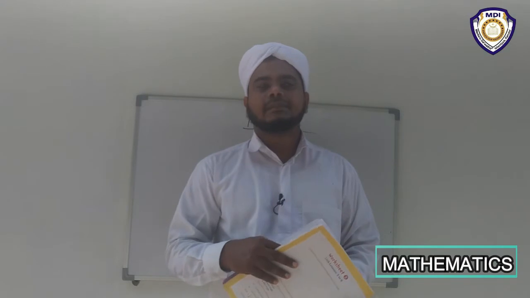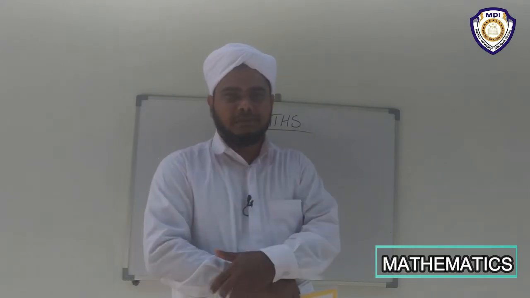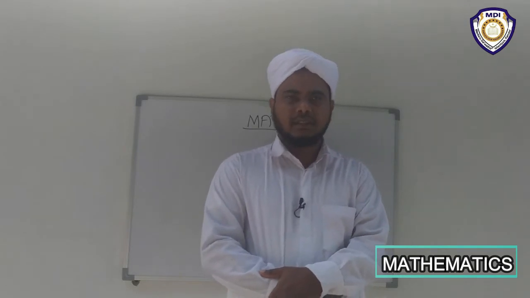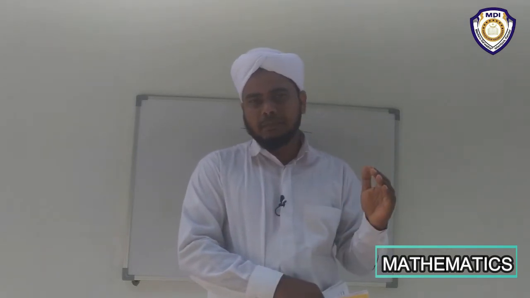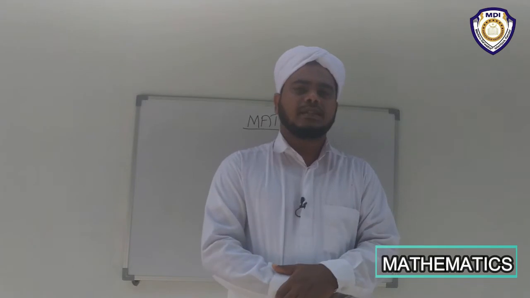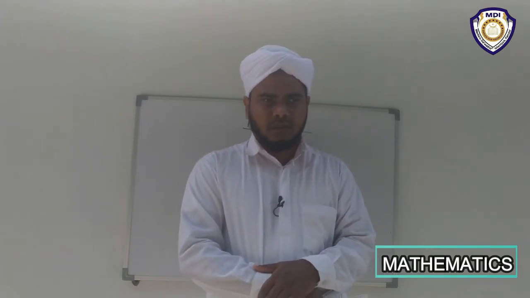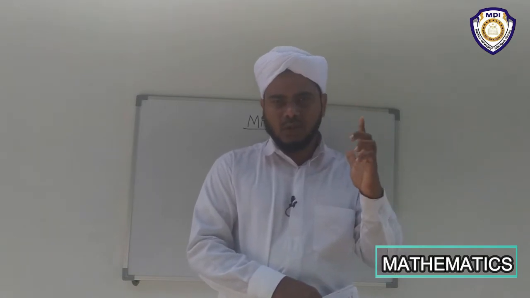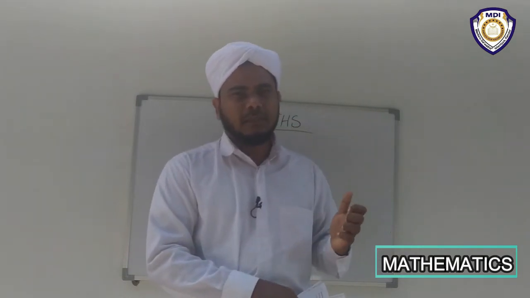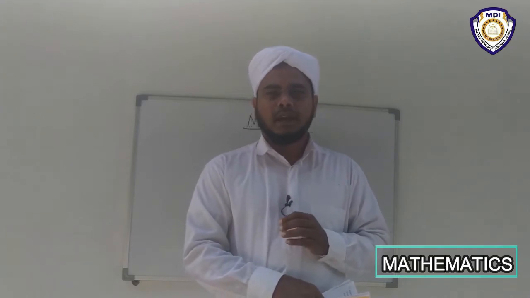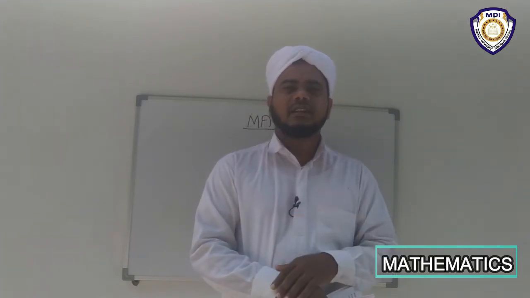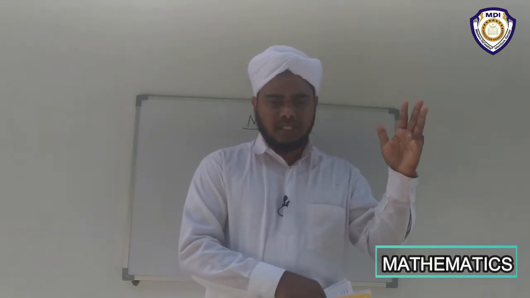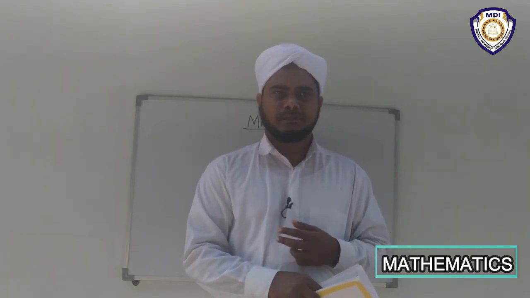We are discussing the fourth chapter, factors and multiples. We have studied 70% of the chapter. What is a factor? What is a prime number? What is an odd number? What is an even number? What is a composite number? And prime factorization, two methods of prime factorization: tree method and division method.